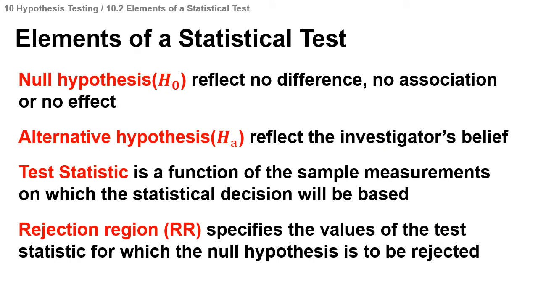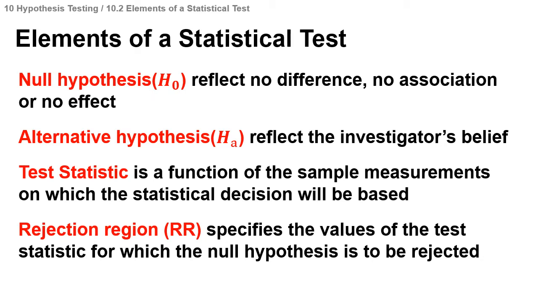Let's move on to chapter 10.2, elements of a statistical test. For the elements of a statistical test, there are four main important things. The first one is the null hypothesis, the second one is the alternative hypothesis, the third one is the test statistic, and the fourth one is the rejection region. And you may have learned a bit about hypothesis testing in elementary statistics classes, so let's review some of these concepts.